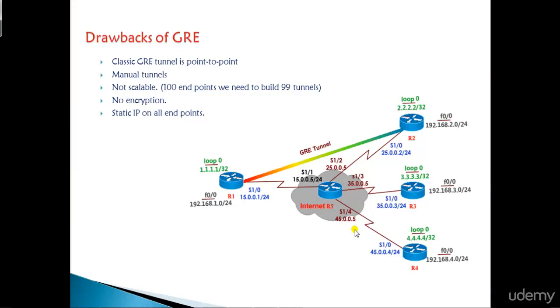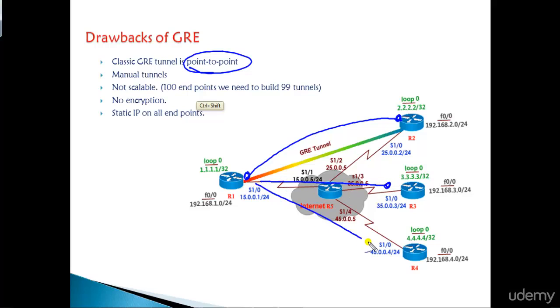Now in this video, we'll try to understand some of the major drawbacks with the normal GRE implementations, the classic GRE we call them. The first major drawback is they are point-to-point. If you want to build a tunnel from router 1 to router 2, we need to build one tunnel from router 1 to router 2. And if you want one more, from router 1 to router 3 and router 1 to router 4.